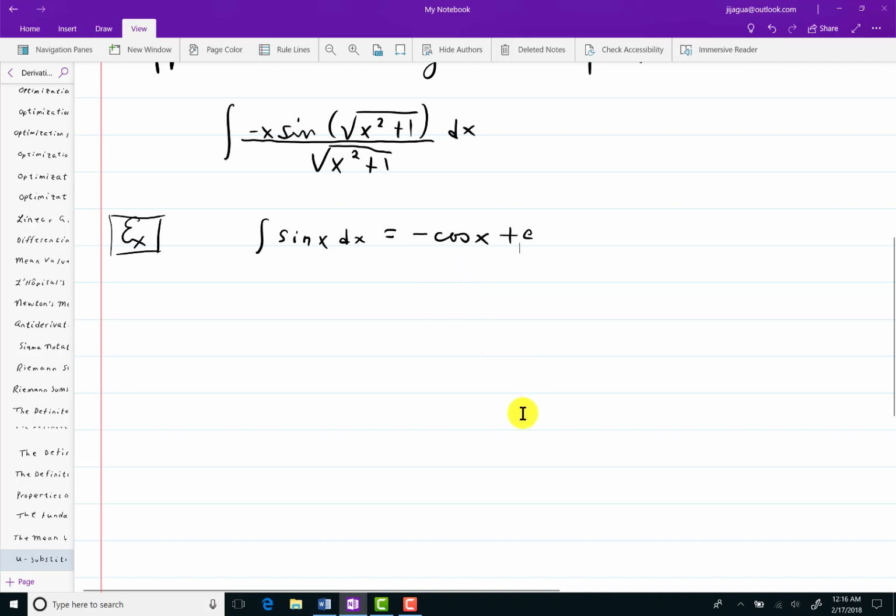Something like this is easy too. The integral of x squared plus 1 dx. You know that you use the reverse of the power rule, so we get x to the third over 3 plus x and then plus c.